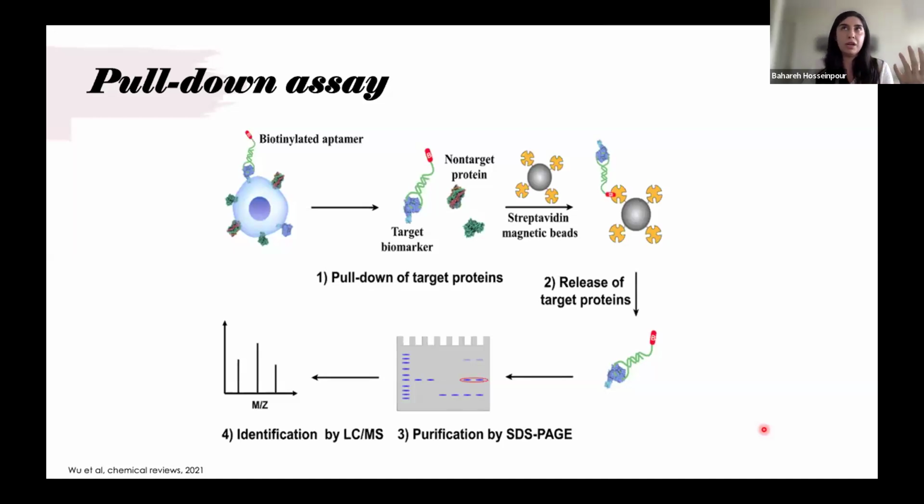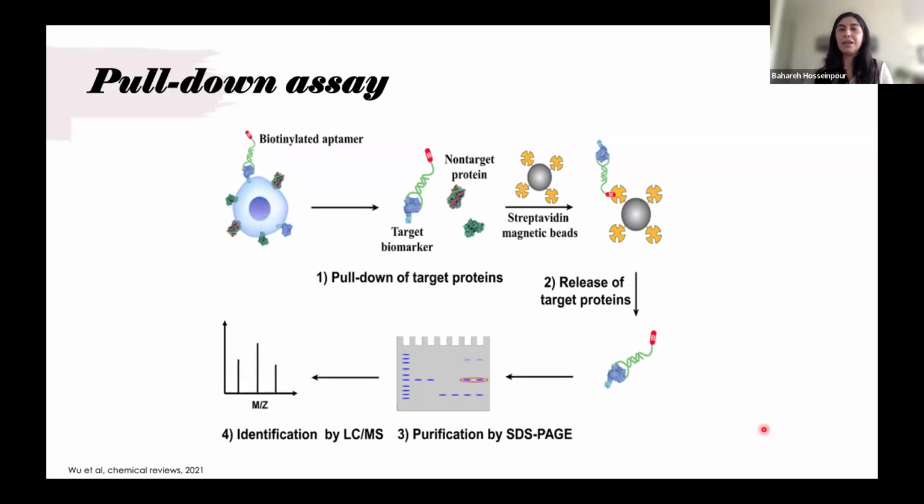What I mean by in vivo is I used it against the whole cell, and in vitro means I lyse the cell, and then I treat them with the biotin-labeled aptamers. And I used streptavidin magnetic beads, and because of the high affinity of the streptavidin towards the biotin, we were able to catch the potential biomarkers, and then we released the target proteins. We ran a gel, and then we identified them by mass spec.